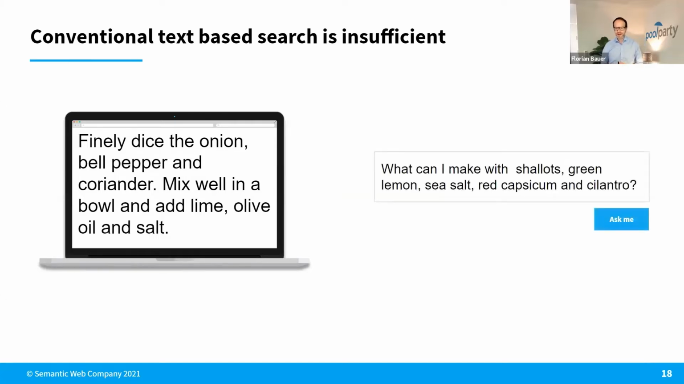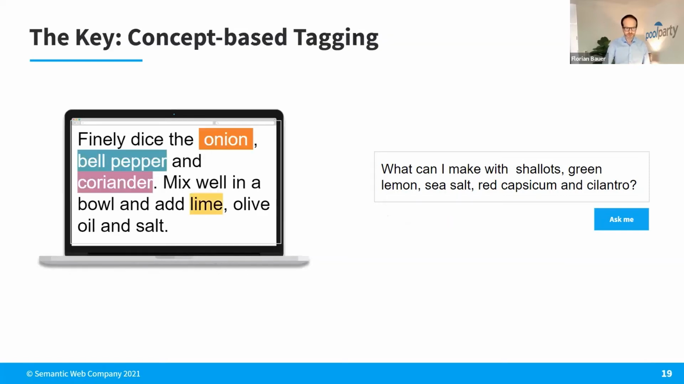If someone now asks a question like, what can I make with shallots, green lemon, sea salt, red capsicum, and cilantro? You will very likely not get an answer, because none of these terms actually appear in that recipe. And that is a big challenge for conventional text-based search. And there comes into play what we have now prepared with all the steps beforehand, with creating the taxonomy, with having a concept-based approach, and so on, so that we will be able to solve this.